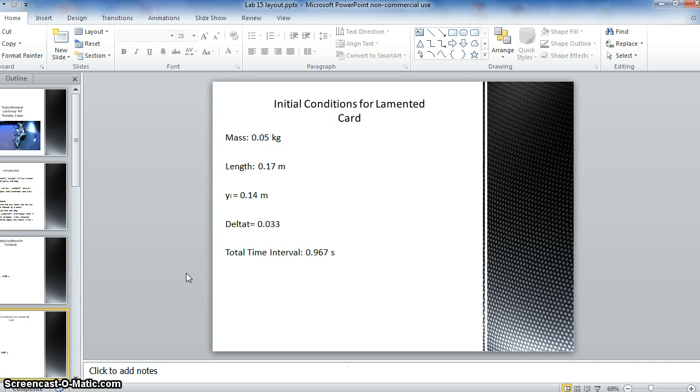Alright, the initial conditions for the laminated card are: the mass is 0.05 kilograms, the length is 0.17 meters, the height starts off at 0.14 meters above the ground, and the time step is also 0.033 of a second, just because, again, it's really small compared to the total time interval of 0.967 seconds.